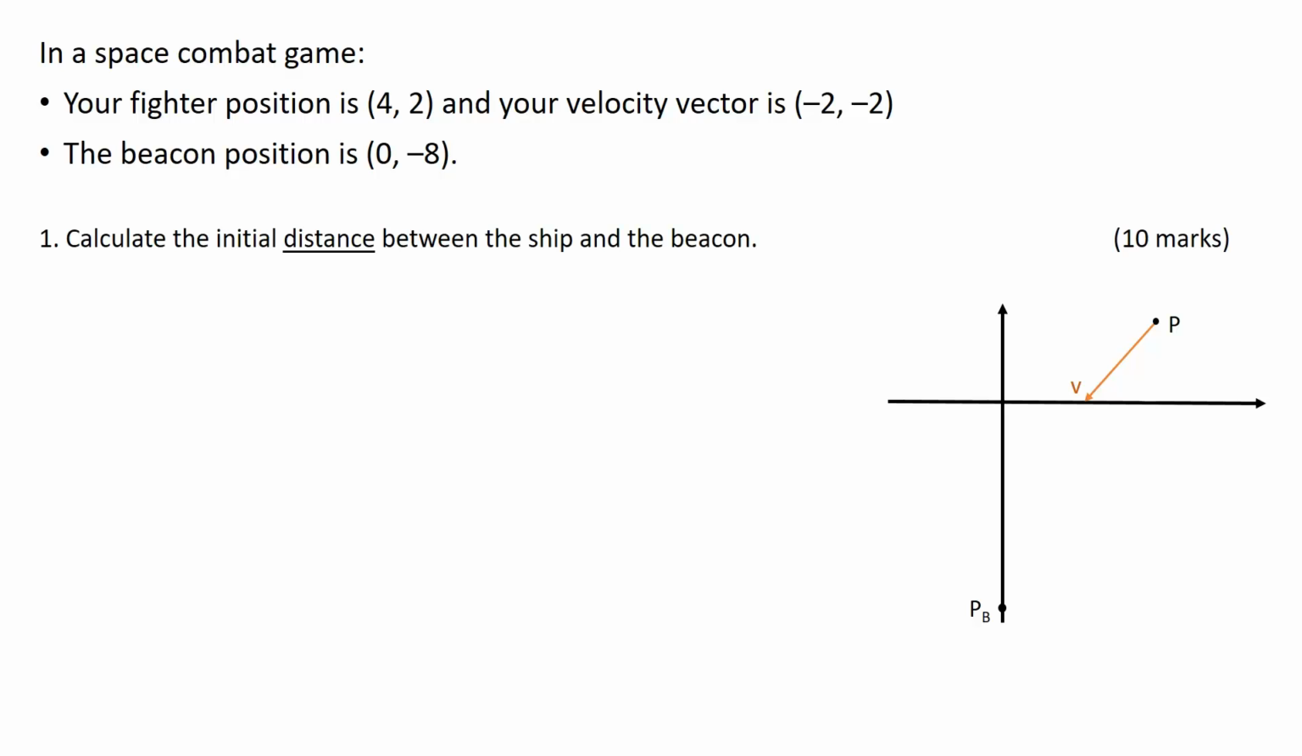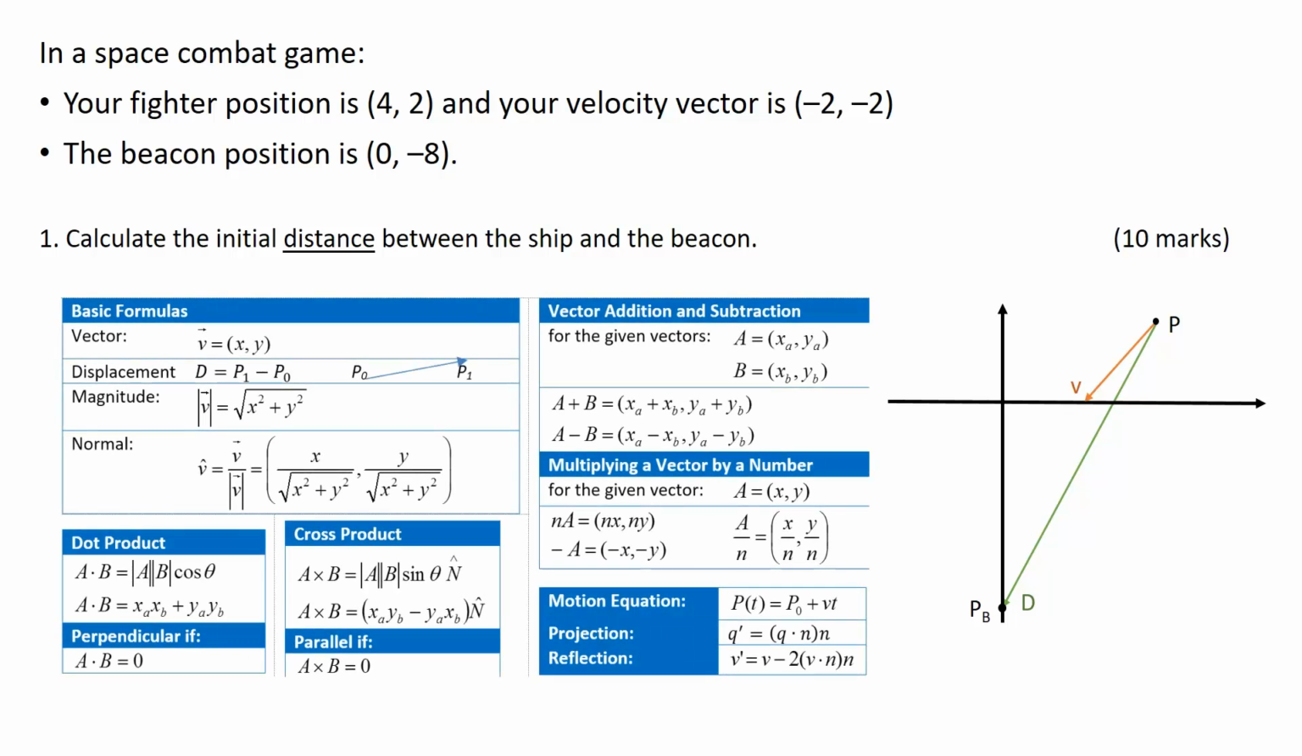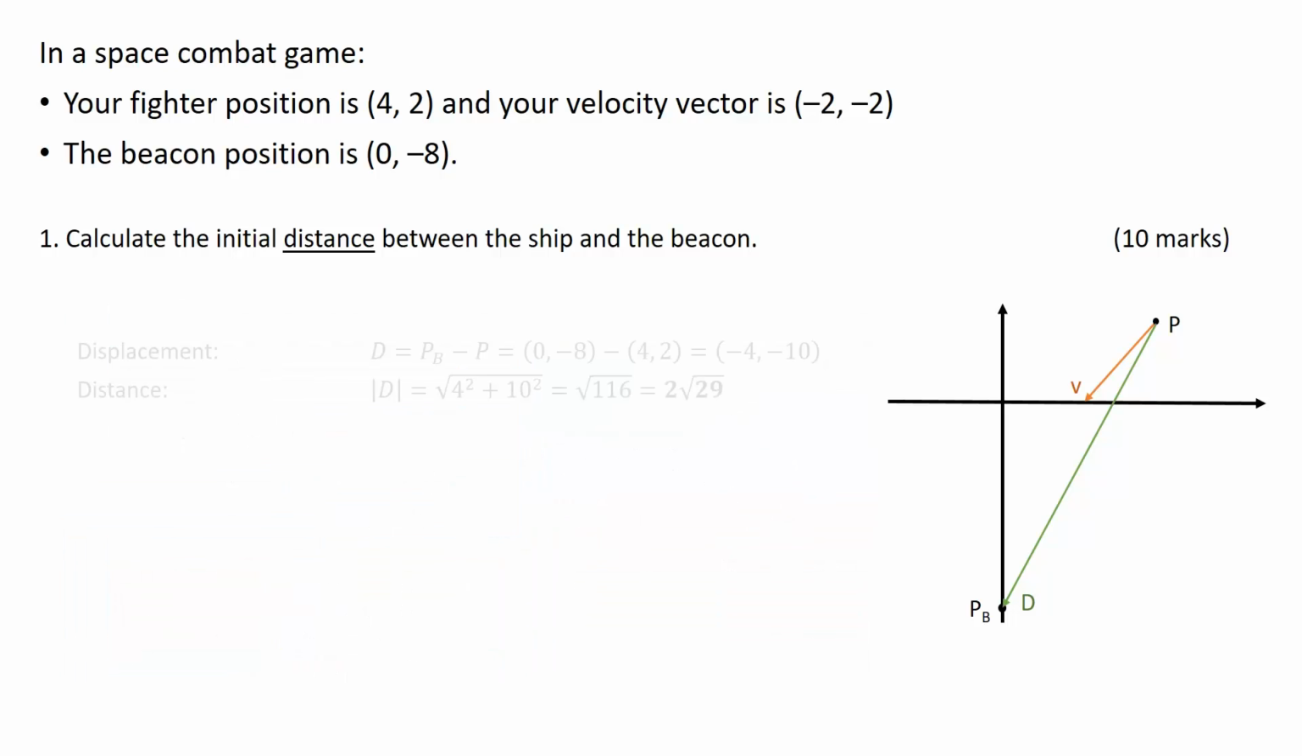Question number 1 was about the initial distance between the ship and the beacon. This distance is the magnitude of the displacement vector which connects the two points. The formulas needed for this solution are the formula for the displacement vector and the formula for the magnitude of a vector. The calculation was relatively simple.